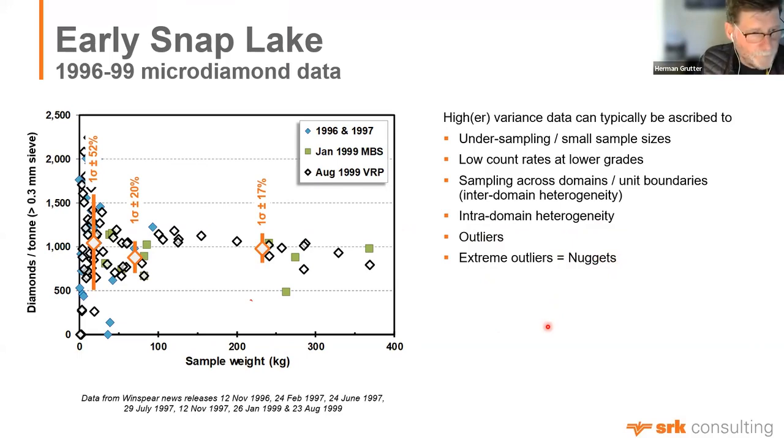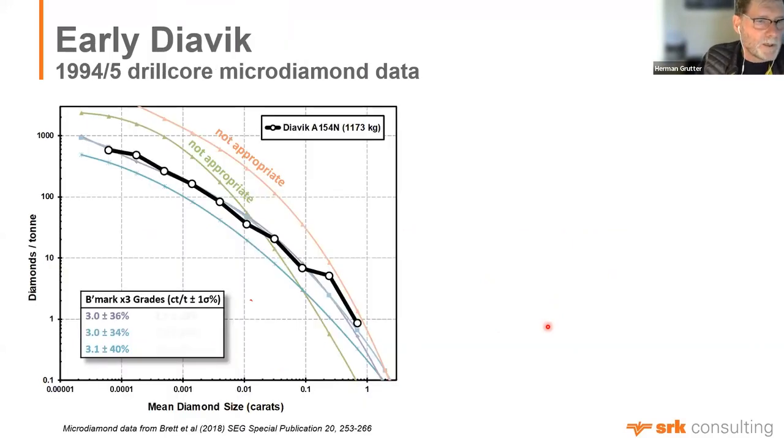So let's go look at some data application of how we use these benchmarks that have now been developed. We take some early Diavik data. This is 94, 95 drill core microdiamond data disclosed in a publication by Curtis Brett and colleagues.